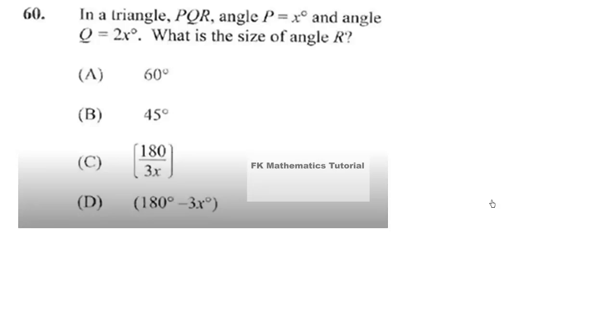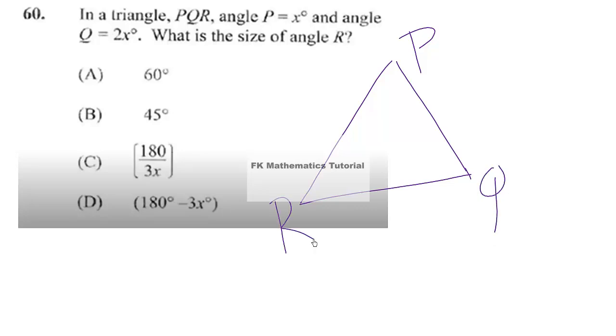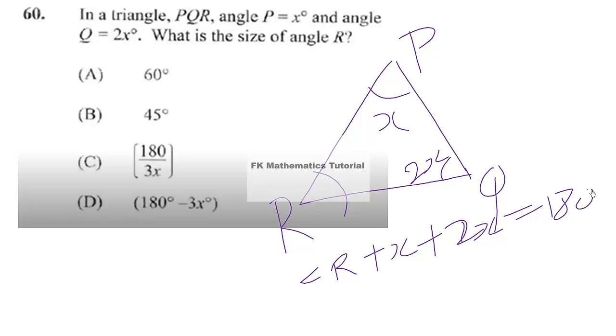And to our final question for this paper, a triangle PQR. In a triangle PQR, angle P is equal to x degrees and angle Q is equal to 2x degrees. What is the size of angle R? So the sum of angles in a triangle should be equal to 180. Angle P is x, angle R we don't know, and this one is 2x. So when we add all of them, angle R plus x plus 2x should give us 180 degrees. So angle R should be equal to 180 minus x minus 2x, which is 180 minus 3x degrees.